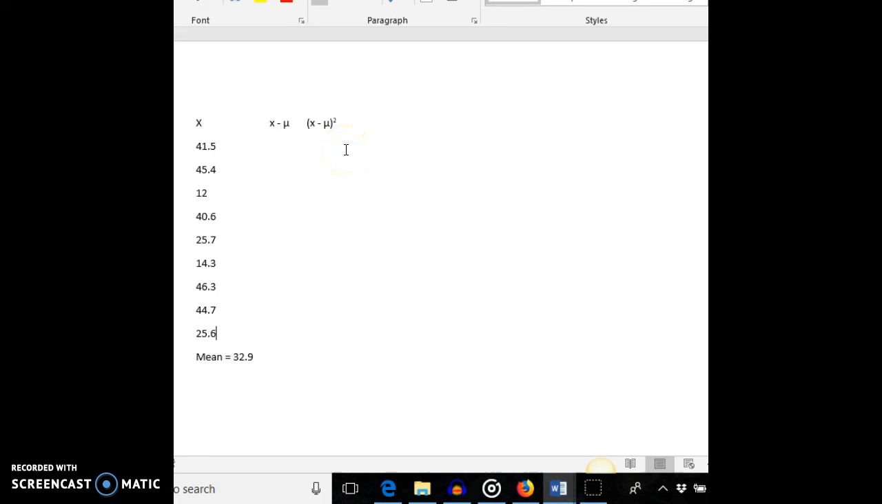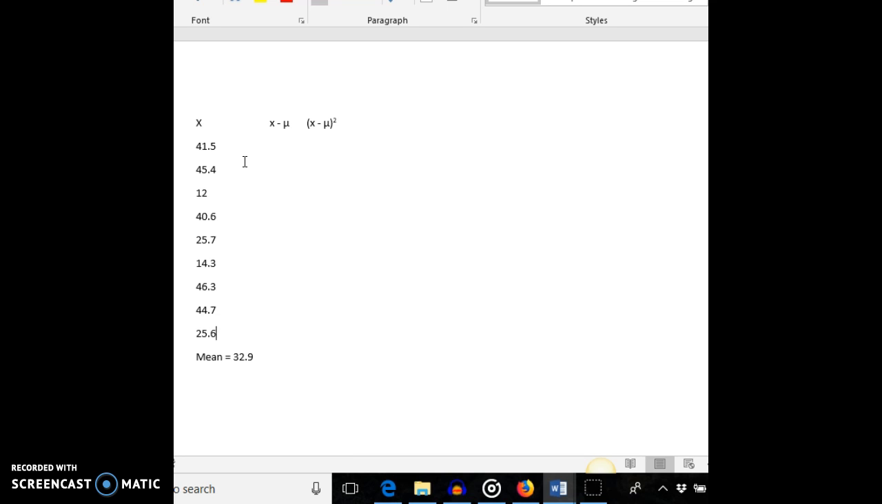Alright, so let's get at the population standard deviation from the data set that you had. Now earlier in the problem you got the mean by adding up all of the data and dividing by the number of data. And that's still going to be the mean for the population. So it's still going to be 32.9. We're going to use that in our population standard deviation.